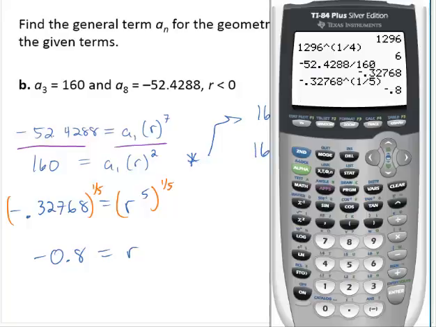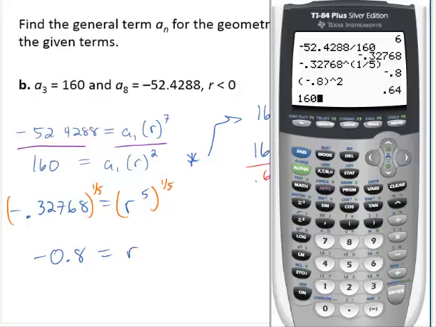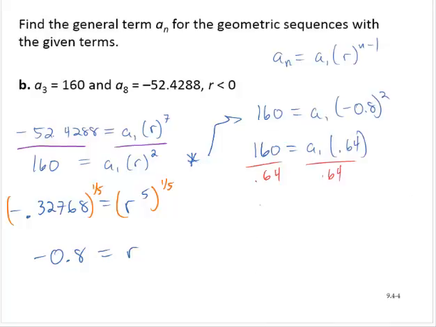Now, negative 0.8. Let's be careful here. In quantity, negative 0.8 raised to the 2nd power is 0.64. And divide through by 0.64. 160 divided by 0.64 gives me 250. So 250 is equal to a sub 1, and I can write the model as a sub n is equal to 250 by negative 0.8 to the n minus 1.